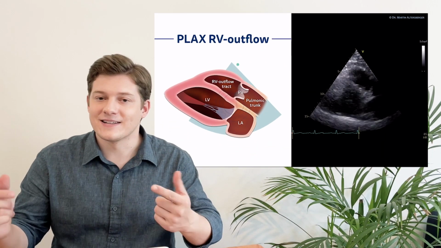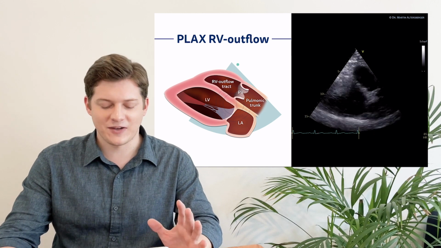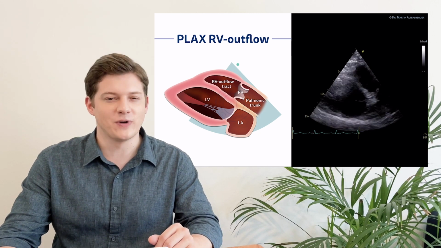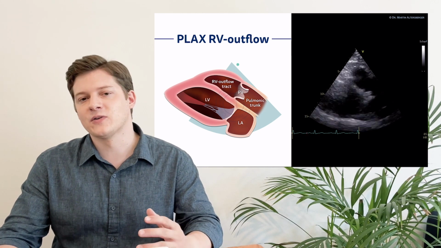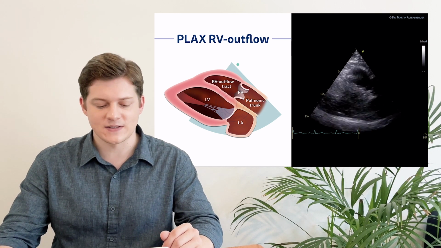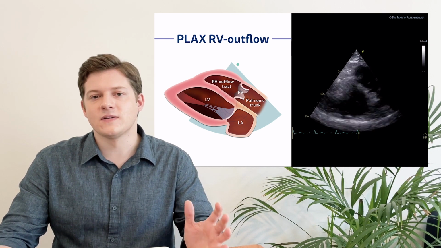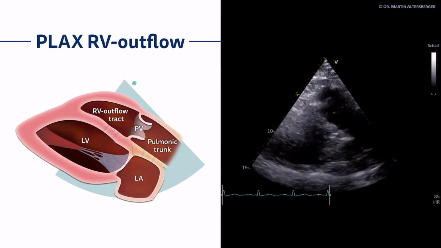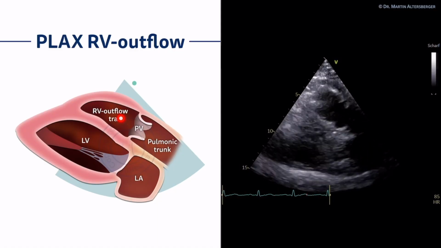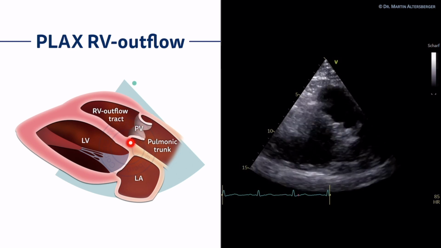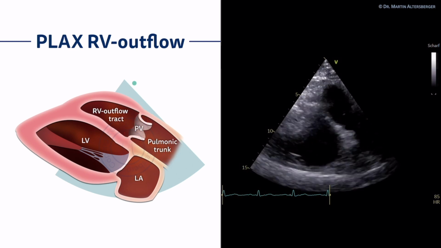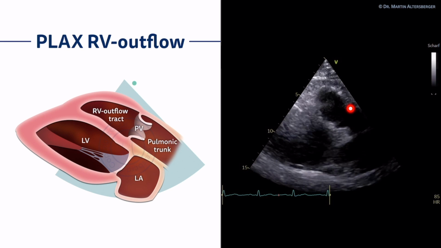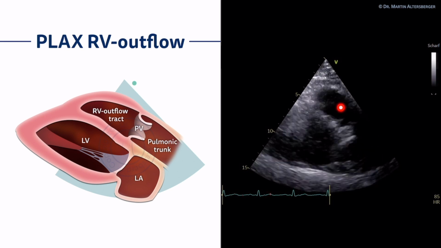The second atypical view of the long axis, I have to admit, I do not perform it on a regular basis, only if I cannot perform it in a parasternal short axis. What is it called? It's the parasternal long axis right ventricular outflow view. What is the outflow? Of course, it's the right ventricular outflow tract, the pulmonic valve, and the pulmonic trunk. And you can see it over here. This is the valve. This is the right ventricular outflow tract.